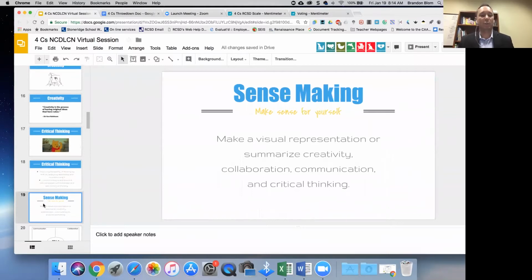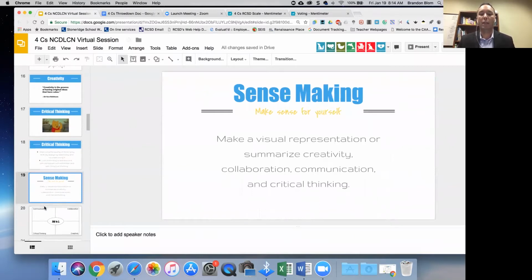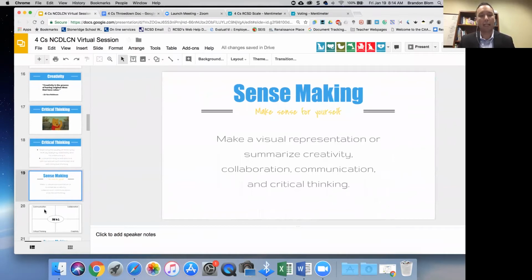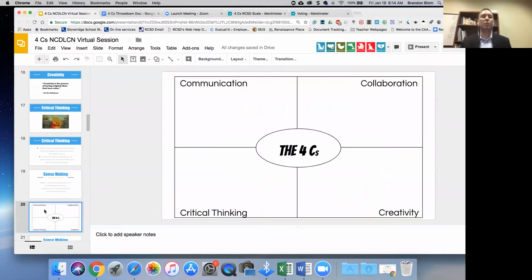So when I do this, we're not going to be able to do this right now, but if you ever do this professional development, I always like to give teachers time to make sense of this for themselves. And so what I do is I give them just this chart and I say, under communication, write whatever makes sense to you. It could be a single word. It could be a drawing.